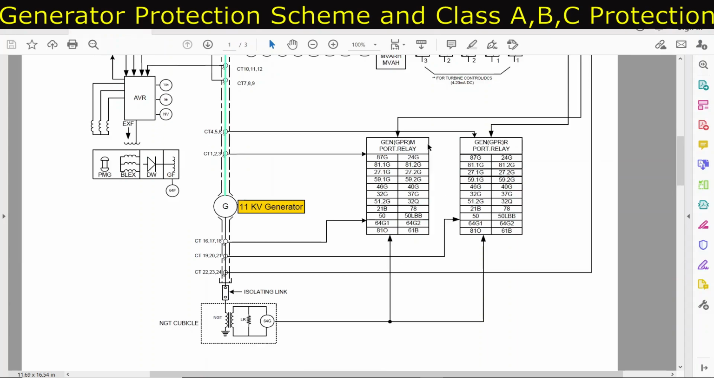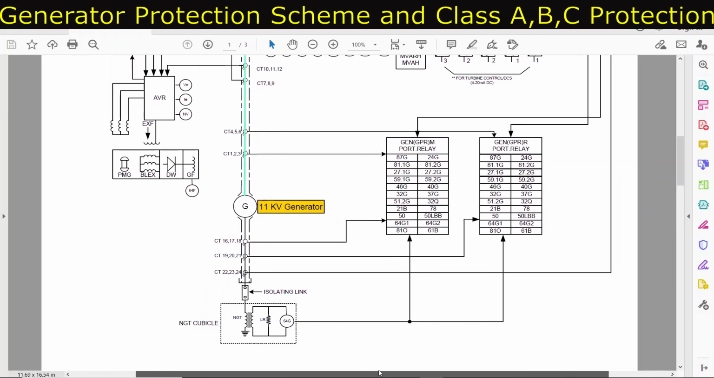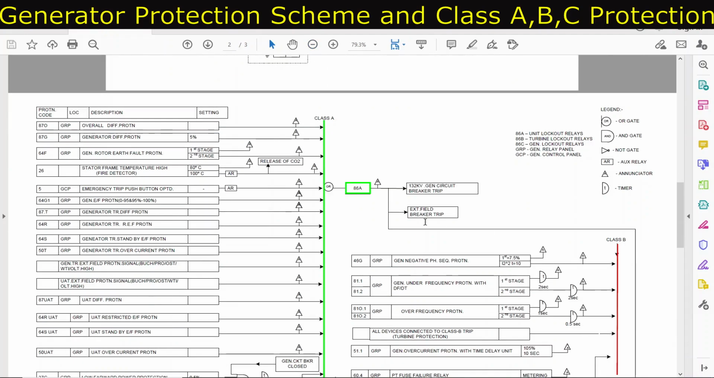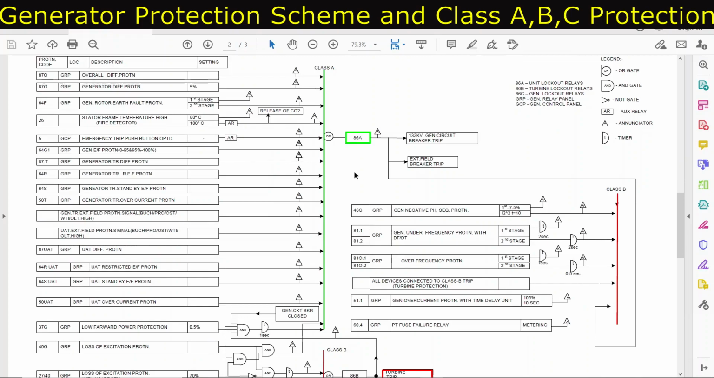Now we will see what the protections are, how these protections are used, and what the protection types are. I will show you here that all these different protections are divided into three categories: class A, class B, class C. I already have a video on that, but here I will show you the schemes, how these are working. So you can see this is class A, 86A, that means class A. This is the 86 relay.